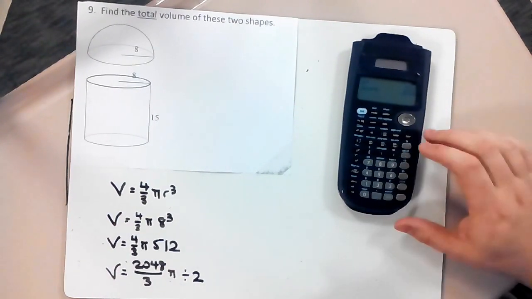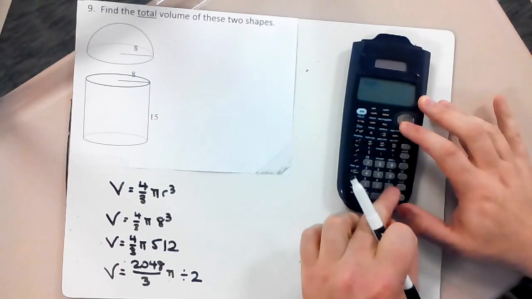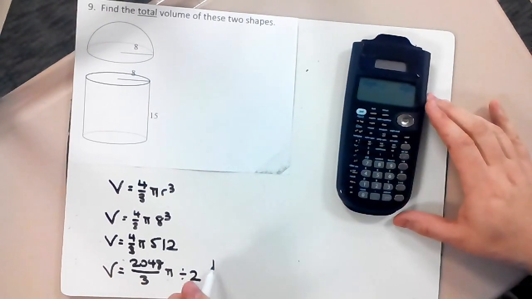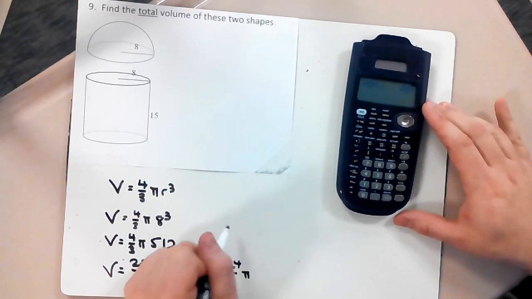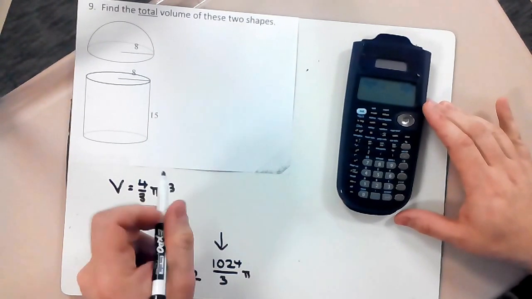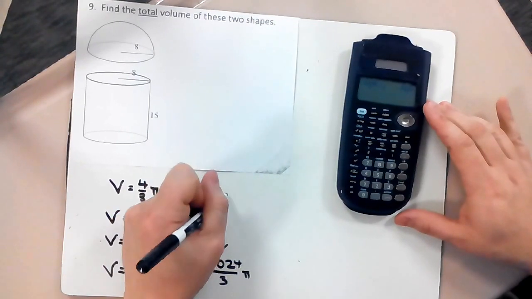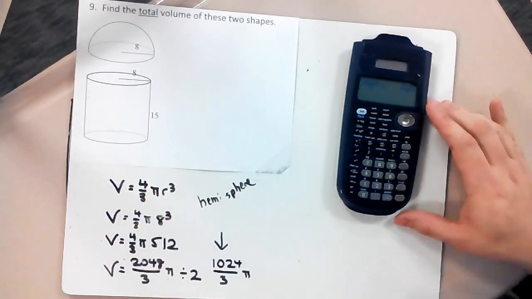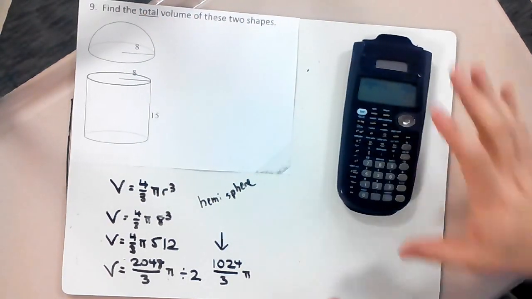Now, again, this is just half a sphere, so I have to divide that by 2. So I'm going to say 2,048 over 3 divided by 2, and that is going to give me 1024 over 3 pi. So this here is the hemisphere. Now I have to find the volume of the cylinder.